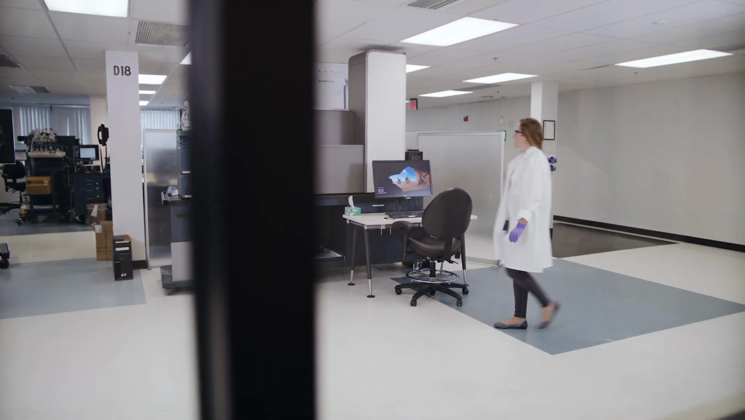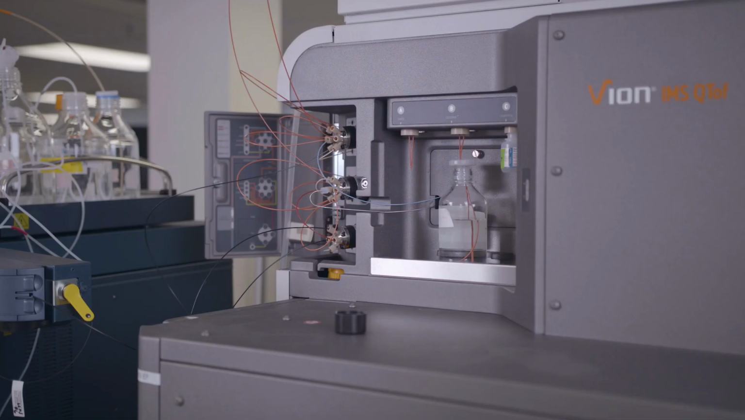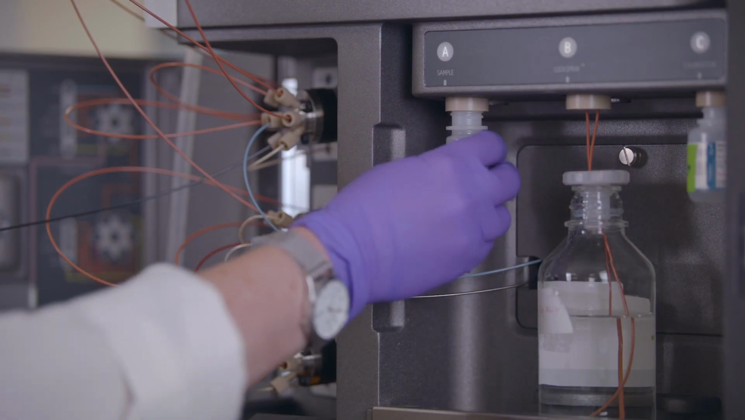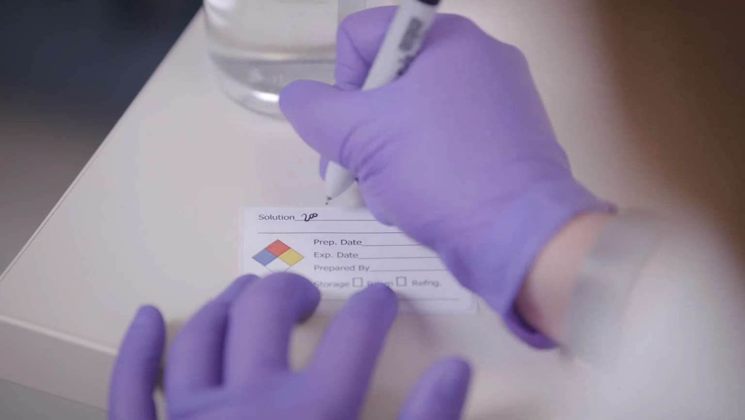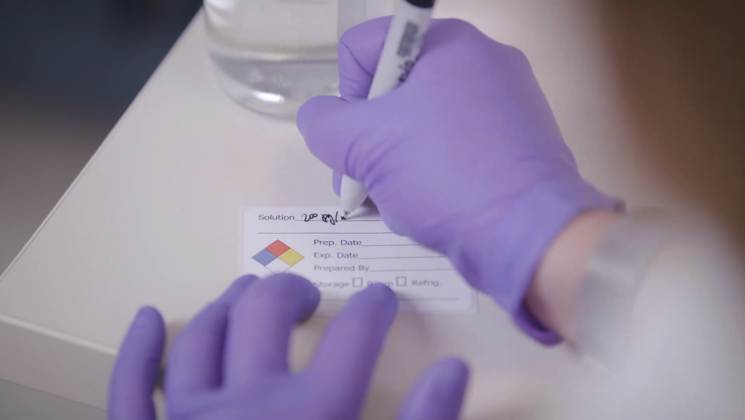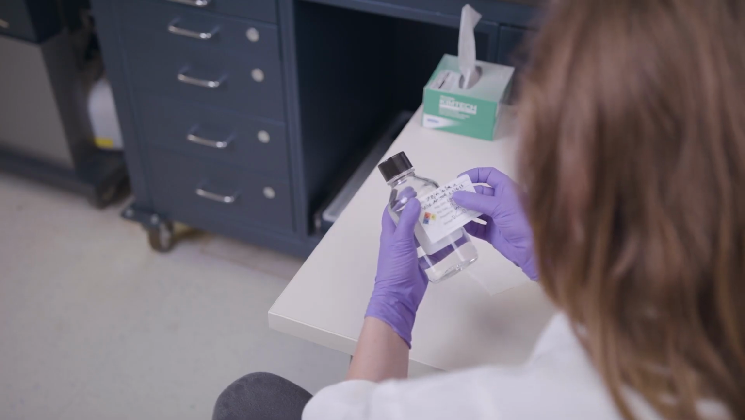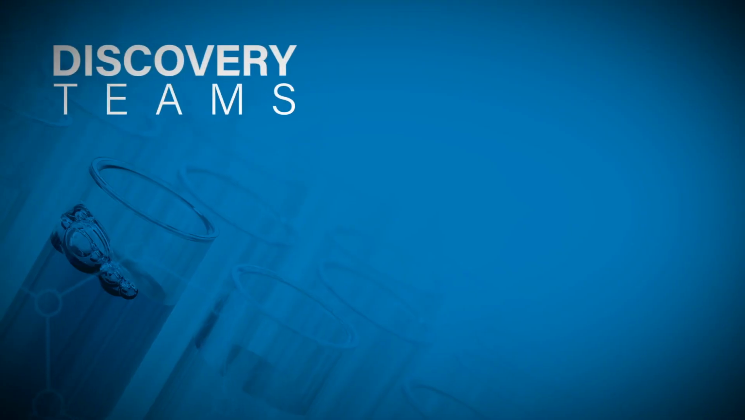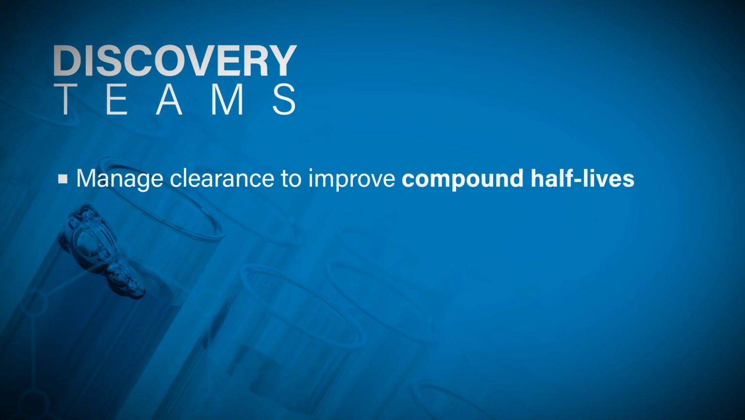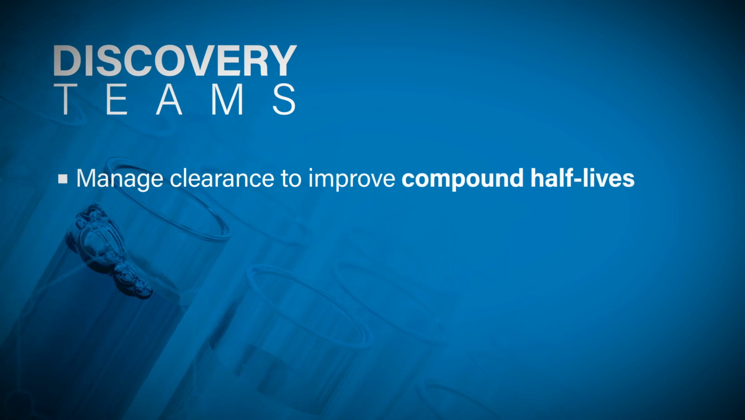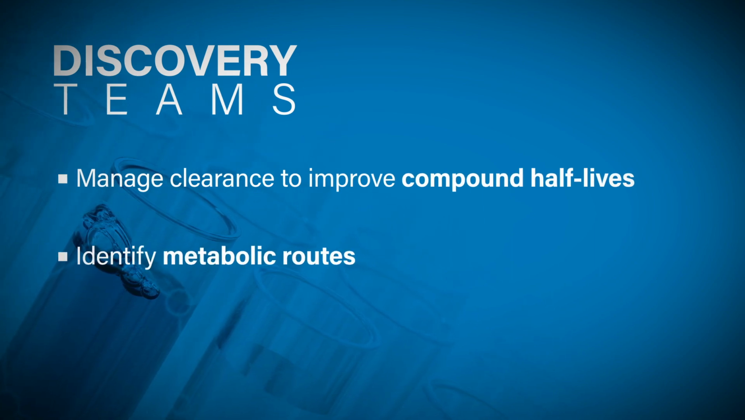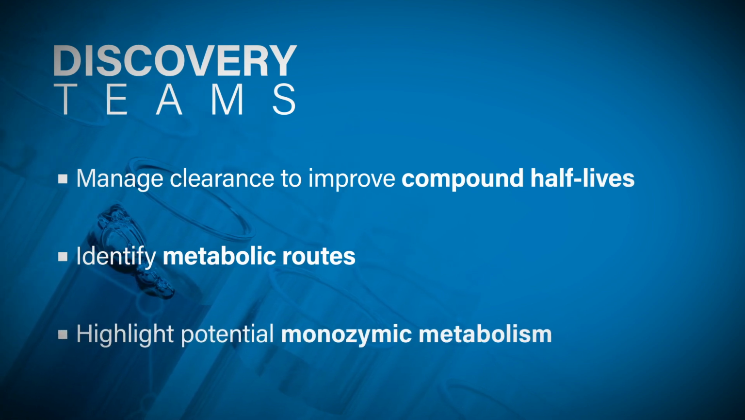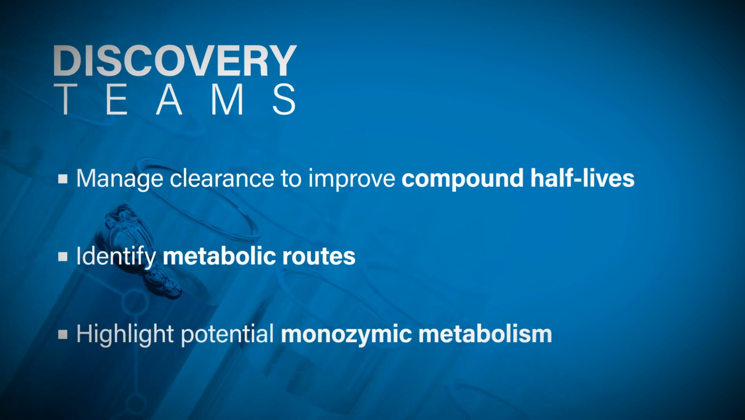Discovery is less focused on detailed information for each candidate compound and more focused on narrowing down a large list of potential candidates to those most likely to succeed. At this stage, quick and high-level evaluations of compounds and their structures are necessary. For example, drug discovery teams need to manage clearance so that compounds have an acceptable half-life. Metabolic routes, which are of toxicological concern, need to be identified, and any potential for monozymic metabolism highlighted.